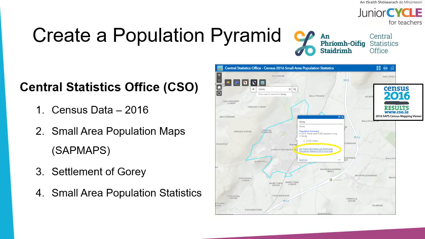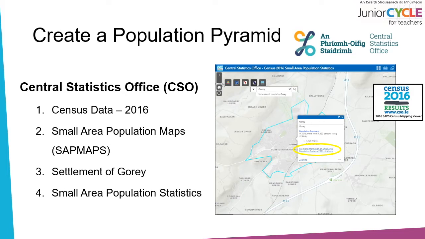As shown in our screencast on using the CSO website and CSO census data, to build our population pyramid, we need to go to the CSO website. We need to look at the 2016 census data, choose the small area population maps function. Once you're in the small area population maps, a screenshot of which you can see on screen now, choose your settlement or the area that you're going to study.